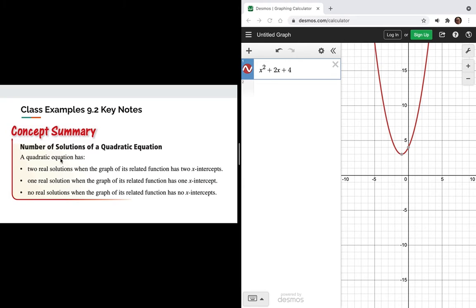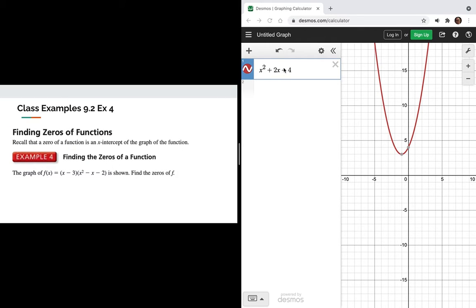All right, so big summary here: there will be 2 real solutions. If there are 2 real solutions, then it has 2 x-intercepts. If there's one real solution, then it has 1 x-intercept. If there's no real solutions, then it has no x-intercepts. So we've seen examples of all 3 of these now.